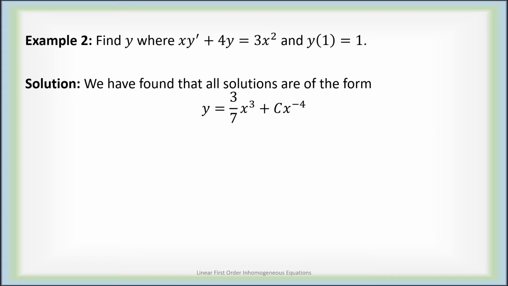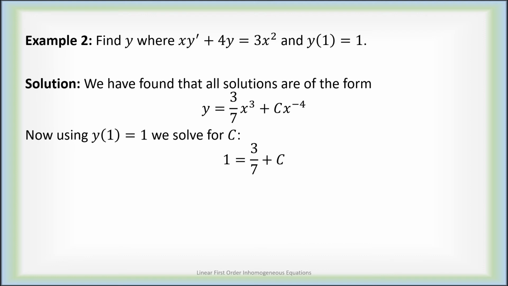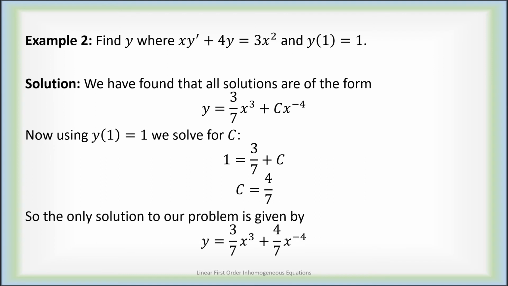At this point, it's time to use our information that y of 1 is equal to 1. Plugging in x equals 1 and setting y equal to 1, we can now solve for c. 1 must be equal to 3/7 times 1 plus c times 1. This gives us that c is 4/7, and now we go back and say the unique solution to the initial value problem we began with is 3/7 x cubed plus 4/7 times x to the minus 4th. This is the only solution to the problem we began with.